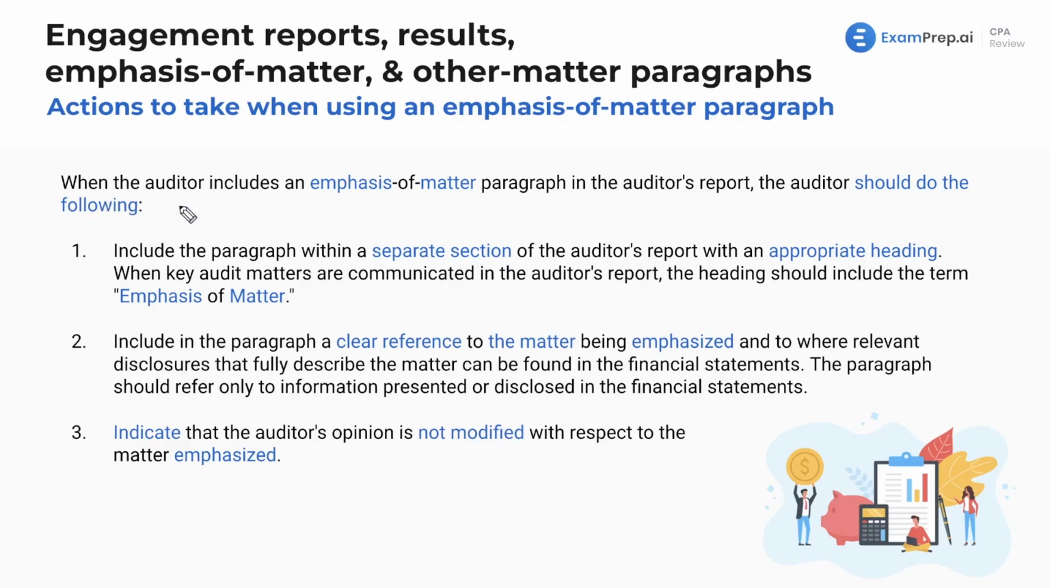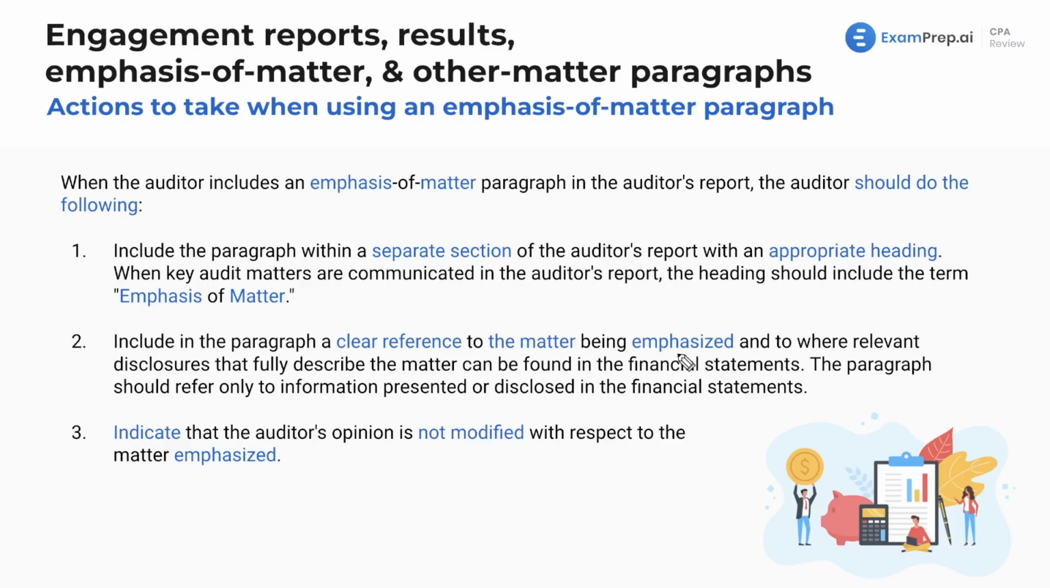Continuing on, when the auditor includes an emphasis of matter paragraph in the report, what should the auditor do? Well, the auditor should include the paragraph with a separate section of the auditor's report with an appropriate heading. When key audit matters are communicated in the report, the heading should include the term emphasis of matter. Cool, pretty straightforward. They should also include in the paragraph a clear reference to the matter being emphasized, so saying it's note 23 in the financial statements.